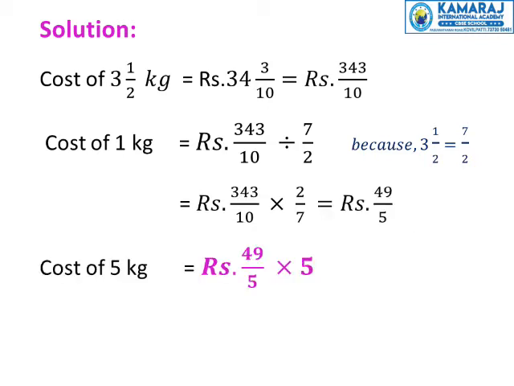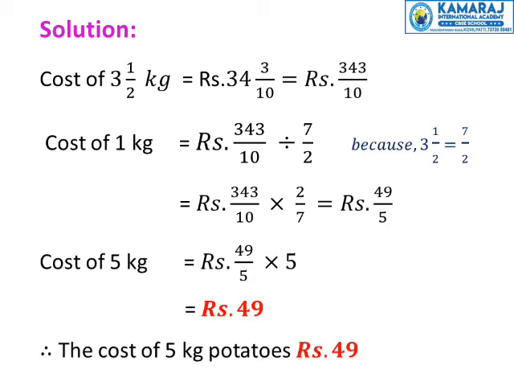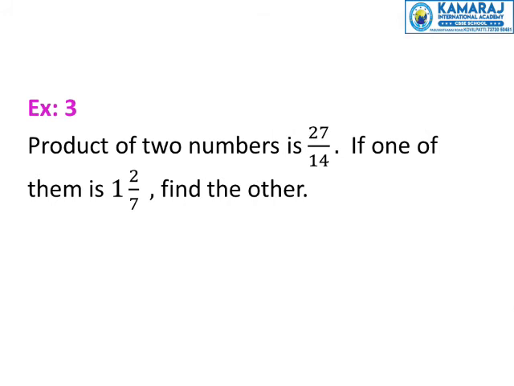Now we need to find the cost of 5 kilogram. So the cost of 5 kilogram is equal to rupees 49 by 5 into 5, which is equal to rupees 49. Therefore the cost of 5 kilogram of potatoes is equal to rupees 49. Let us see the next example.